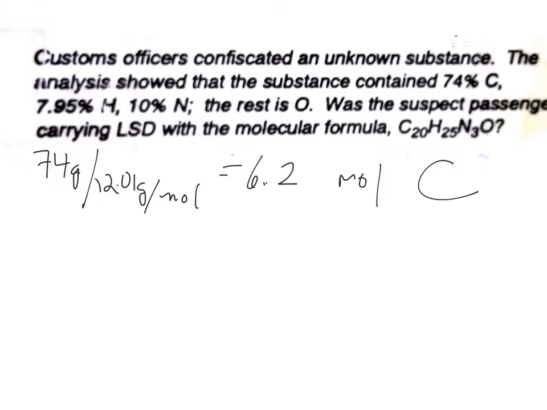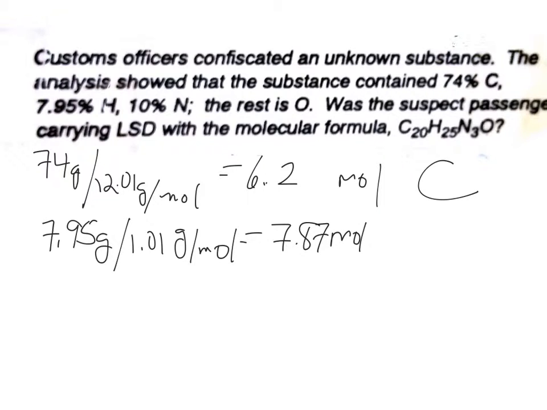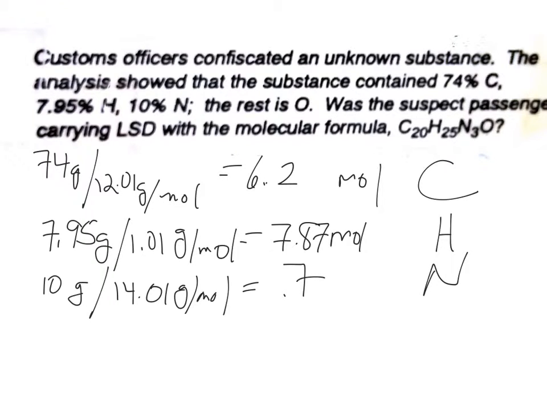Now I want to take a look at my hydrogen, which is, I have 7.95 grams of that, divided by the molar mass of hydrogen, which is 1.01 grams per mole. And that gives me, to 3 sig figs in this case, 7.87 moles of hydrogen. We have nitrogen also that is given to us. Technically that's 1 sig fig there, so we'll use 1 sig fig, and that's divided by the molar mass of nitrogen, which is 14.01, and that gives us 0.7 for our nitrogen.